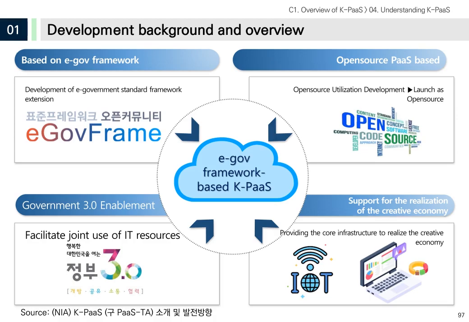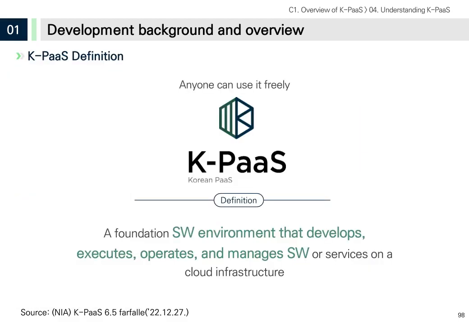By providing an environment where cloud software and services can be developed, operated, and used quickly and easily, K-PaaS will evolve from an infrastructure-centered domestic cloud service to a platform service. Fostering an open-source-based platform ecosystem that is not dependent on a specific company is the biggest purpose of K-PaaS development. K-PaaS is a PaaS service that is middleware in nature.